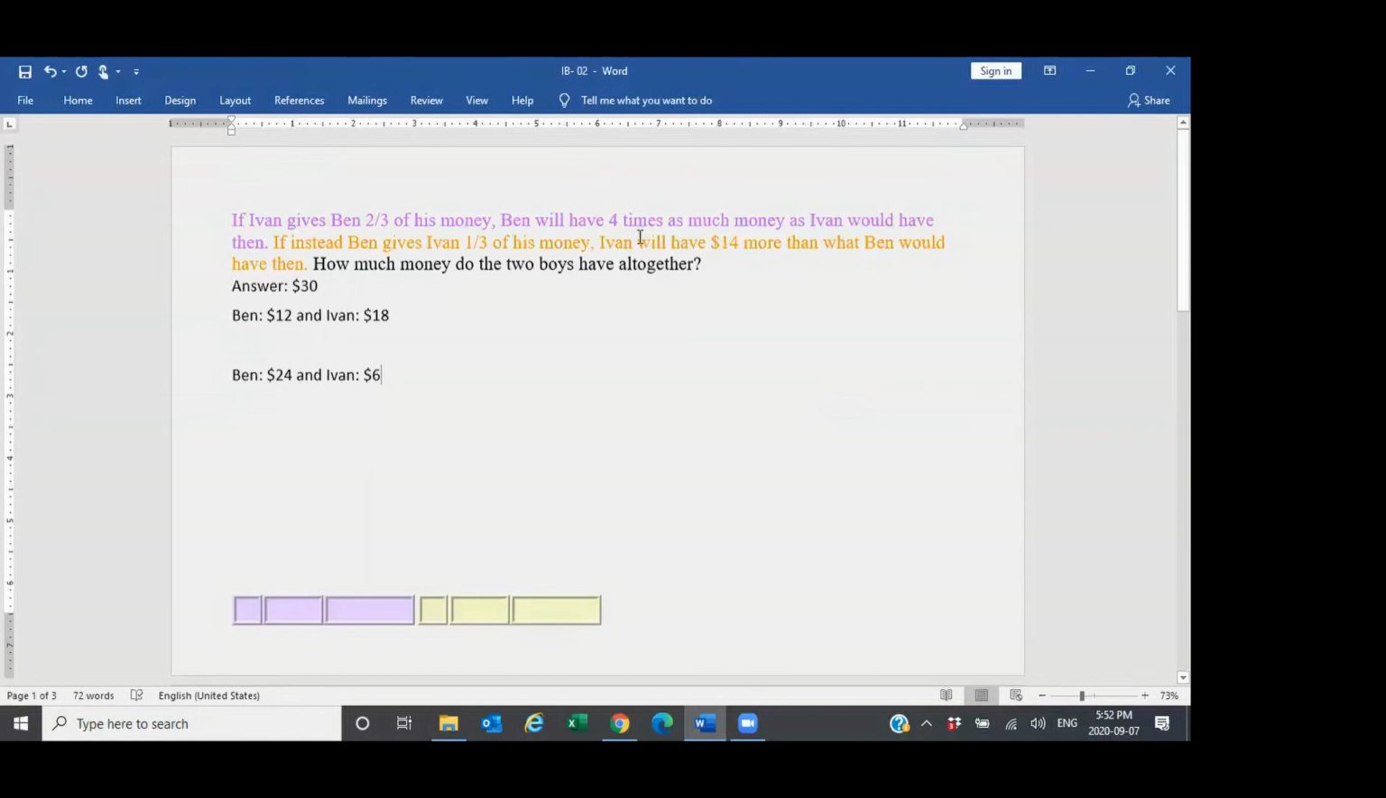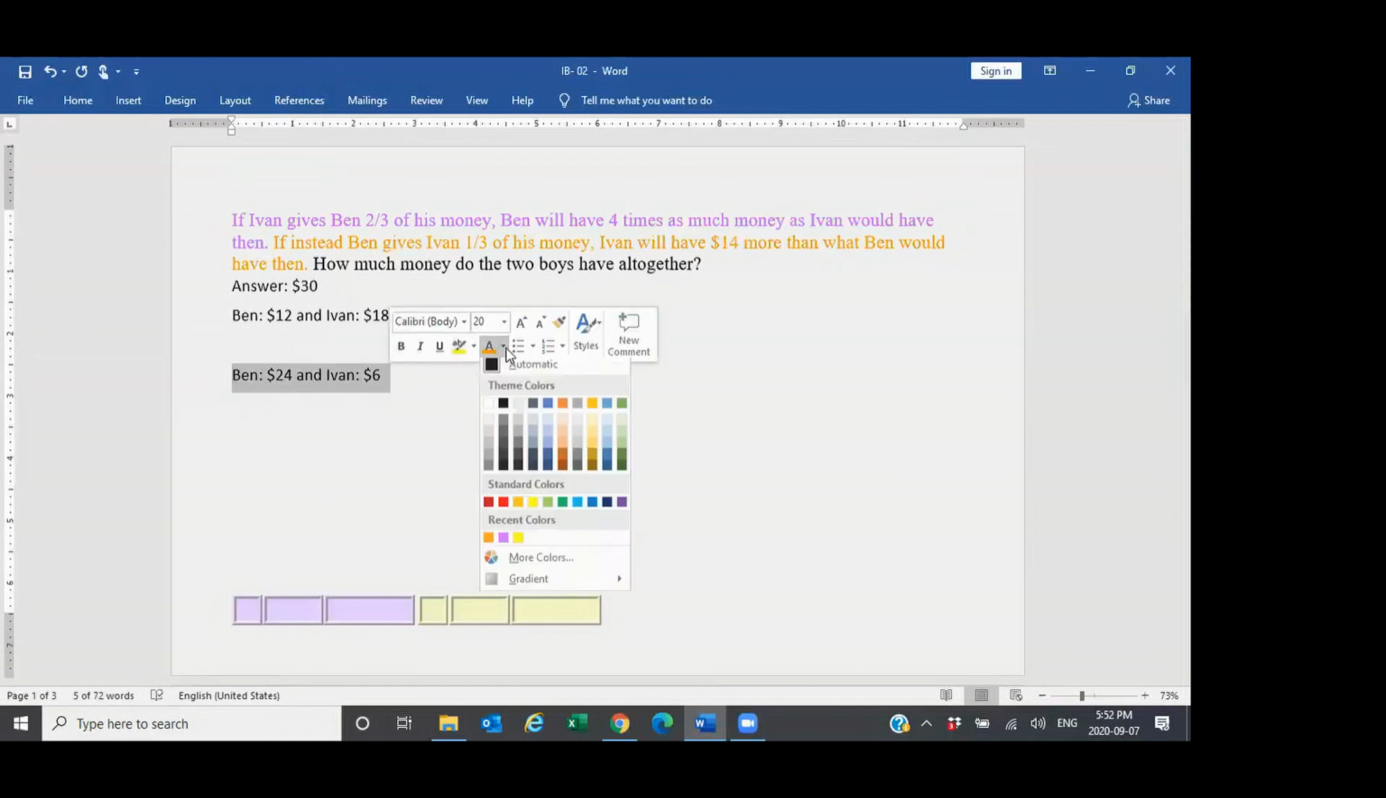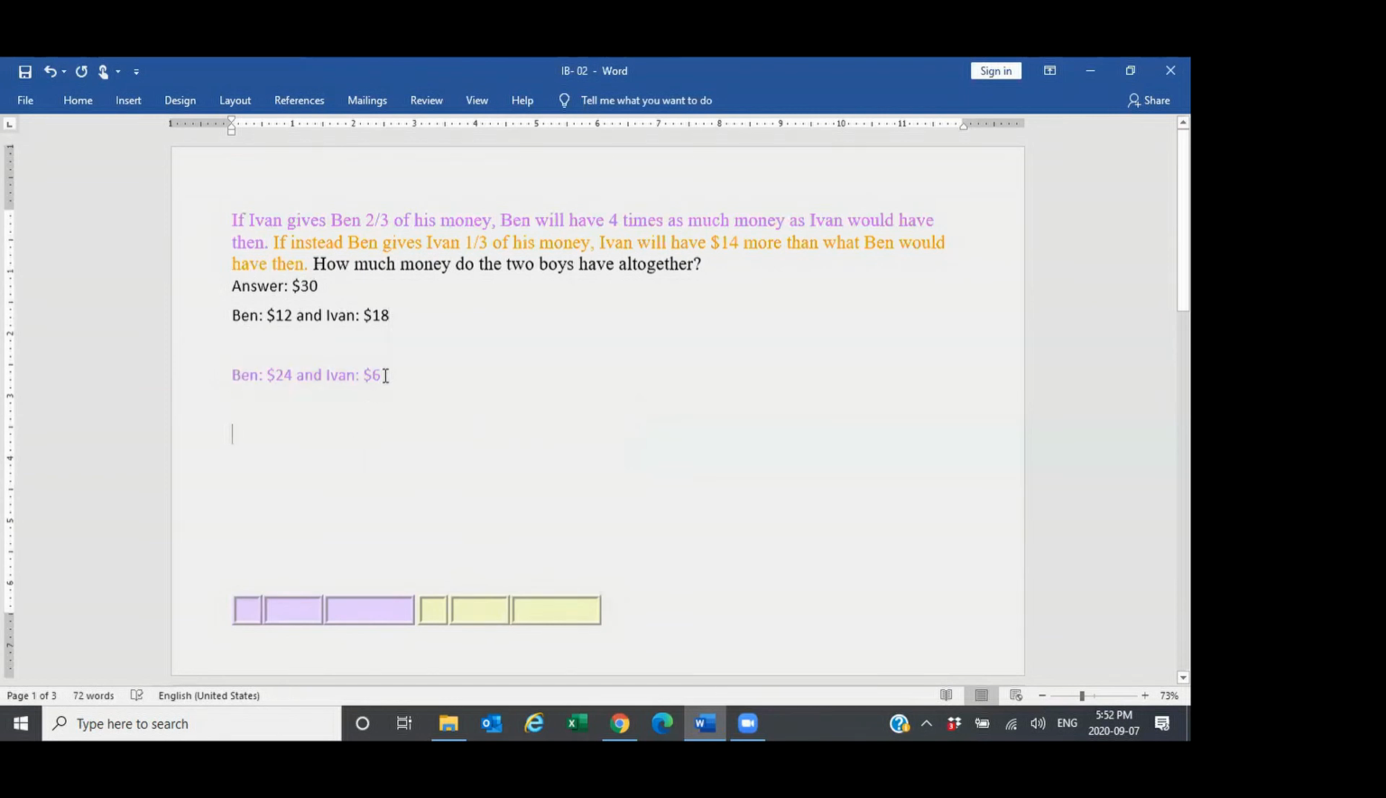Now it says Ben will have 4 times as much money as Ivan would have then. All right. And to check that, I'm going to do 24 divided by 6. And 24 divided by 6 is actually 4. So we know that Ben does have 4 times as much money as Ivan. Because if we were to multiply 6 by 4, we would get 24 as an answer. All right, so we know that. Now I'm going to highlight it purple because this is really for the purple statement.